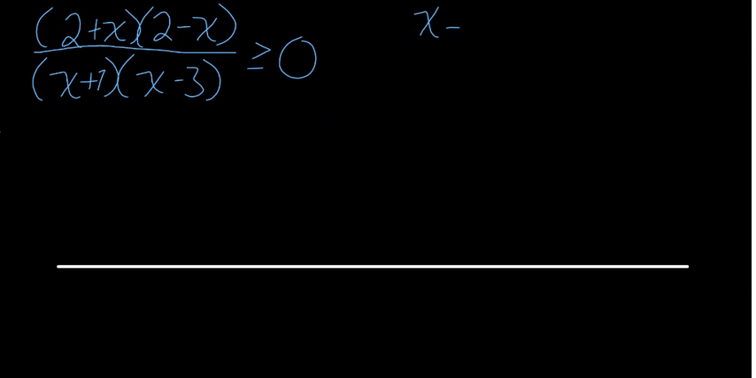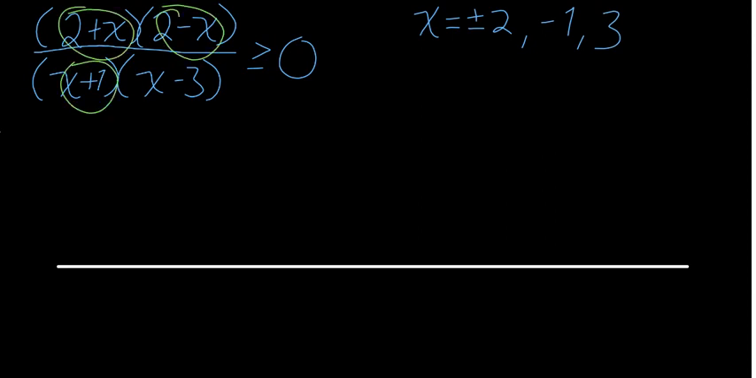X is equal to plus or minus 2. And then we've also got a negative 1, and we've got a positive 3. Okay, so I have to find the zeros of both my numerators and both my denominators. That's what I did. Okay, and then on the number line, we've got 4 of them.